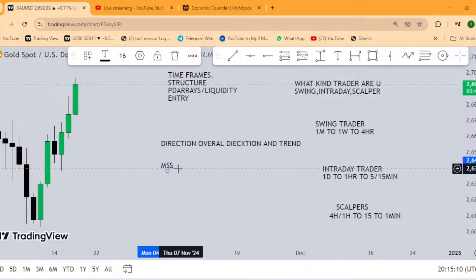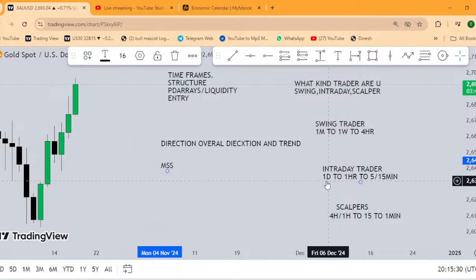Then the 4 hour, let's talk of the weekly, the 1 hour, then the 15 minute. We are breaking down now the second part of the time frame. It is for market structure shifts. So the monthly direction for swing traders, the 1 week for the market structure shift swing traders.